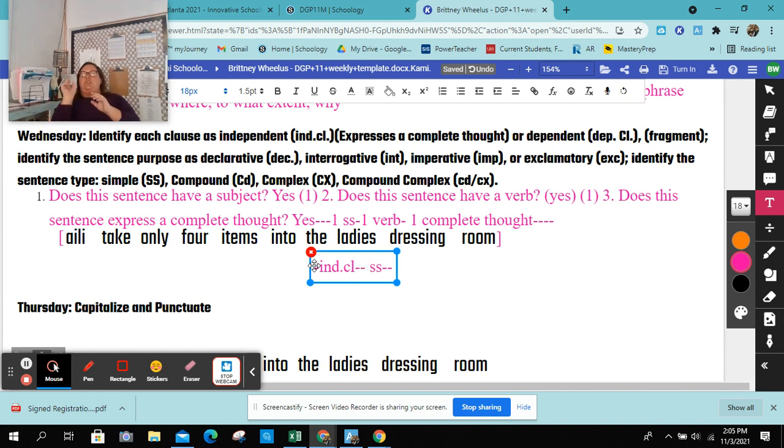What if I had 2 subjects, 2 verbs, and 2 complete thoughts? A compound sentence. Very good. What if I had 2 subjects, 2 verbs, and 1 complete thought? A complex sentence. Compound complex is two independent and one dependent. Yes. Now, what is the purpose of this sentence? To tell a command. Imperative, to give a command, and the abbreviation for that is IMP.